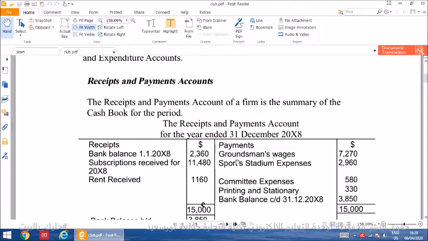Payments: groundsman wages 7,270; sports stadium expenses 2,960; committee expenses 580; printing and stationery 330. So we have to get the sum for each side, 15,000. I think you know how to do the balancing for a T account.